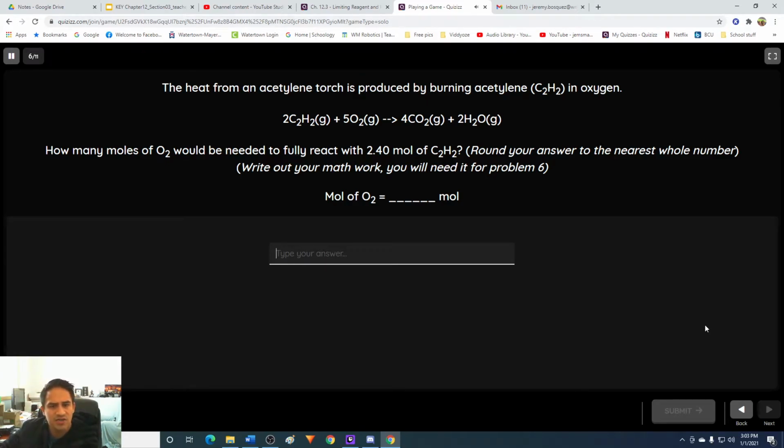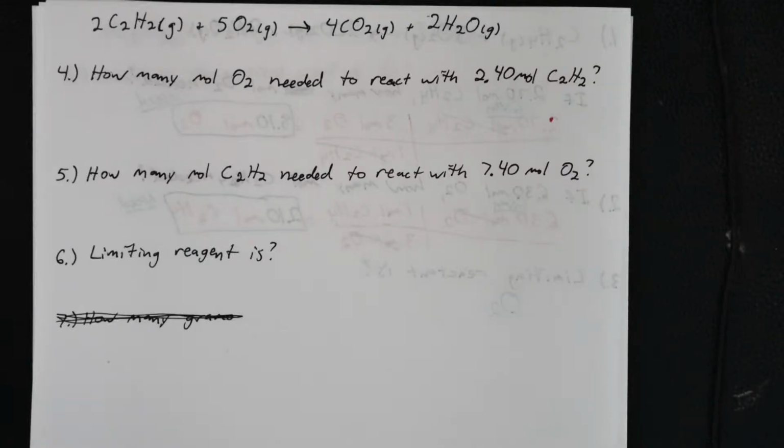The heat from an acetylene torch is produced by burning acetylene, C2H2, and oxygen. Okay, so this now is a different reaction than we had in the previous ones. It says how many moles of O2 would be needed to fully react with 2.40 moles of C2H2. Round your answer to the nearest whole number. Write out your math work. You will need it for problem 6. All right, so we're going to need to write out our math work. Let's switch back to our desk cam.